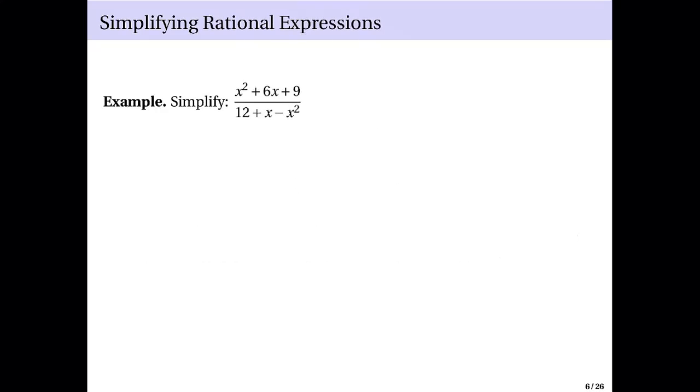So let us consider this first example. We have x squared plus 6x plus 9 divided by 12 plus x minus x squared. Okay, so copy that and work on your own paper, and then I will show you the solution afterwards.